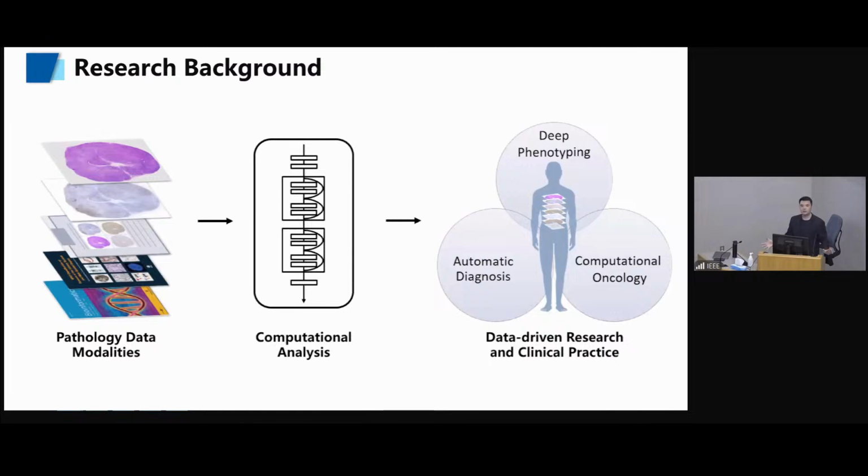So let's begin with the research background. The field of pathology has generated vast data resources, primarily in the modalities of hematoxylin and eosin slides, immunohistochemical slides, and pathology reports. These resources encapsulate critical pathology knowledge about diseases. Such information is essential for advancing data-driven biomedical research and clinical practice.